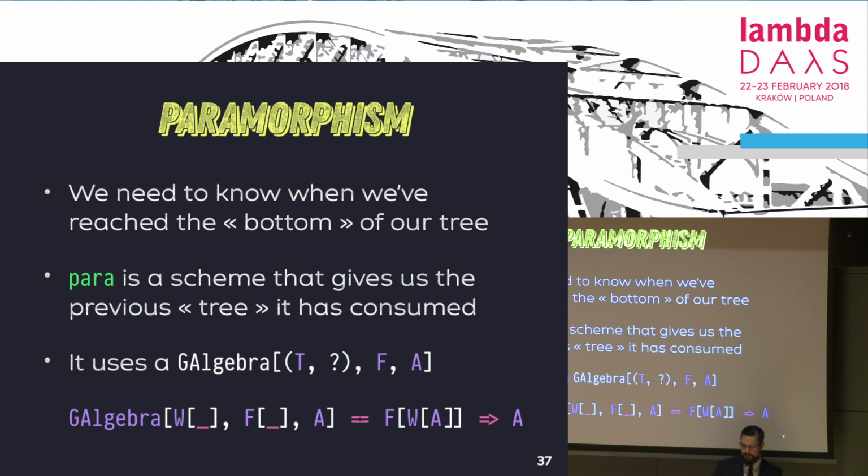Okay? So for that, it uses another kind of algebra, which is called GAlgebra. This is not the same G. It's for generalized. And it takes three type parameters, W, F, and A. And instead of transforming an F of A to A, it transforms an F of W of A to A. And that's used in Para to wrap the previous result inside a pair with the previous tree you have destroyed.